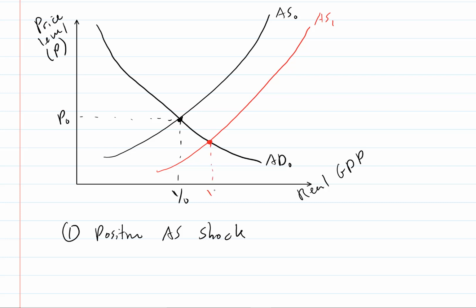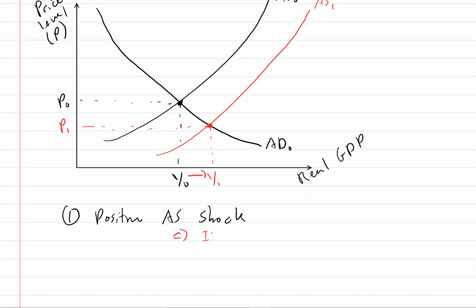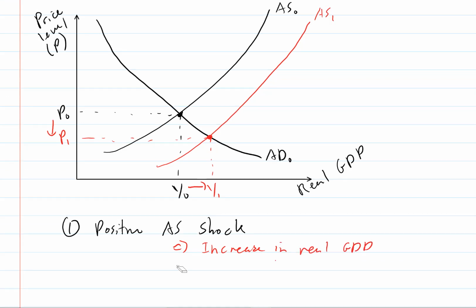If we go down, we can get our real GDP after this aggregate supply shock. And if we go across, we can get our new equilibrium price level after this supply shock. So we can see two things happen. The first thing is our real GDP increased. So we see an increase in real GDP. We see a decrease in the price level.